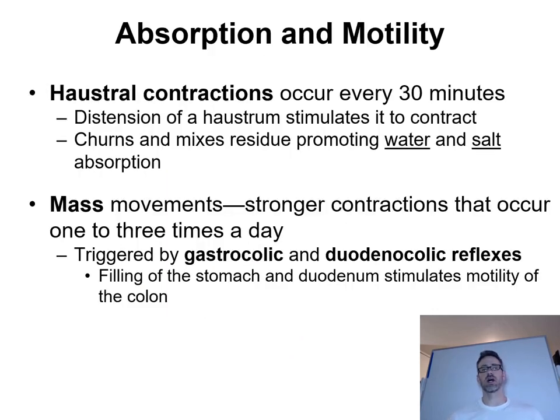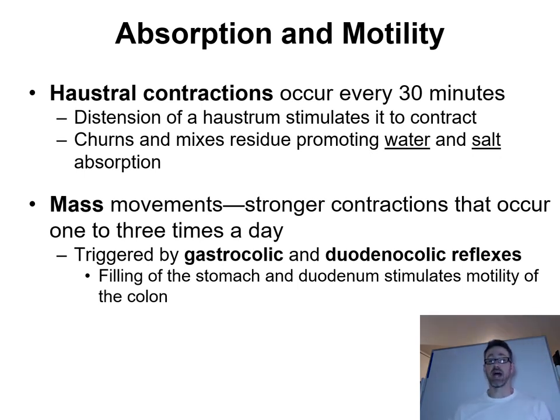So the haustral contractions actually occur about every 30 minutes. So this is a much slower going region than we saw with the intestines. And so distension of the haustrum stimulates it to contract, and that is going to churn it up, move it around, helps us to reabsorb that water and the electrolytes that I mentioned.